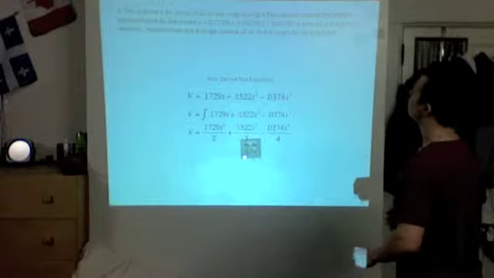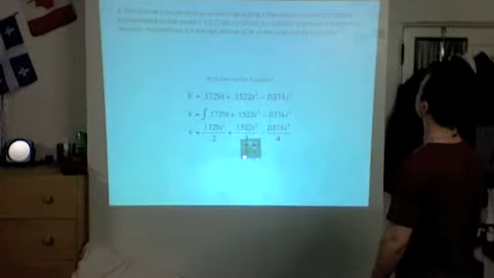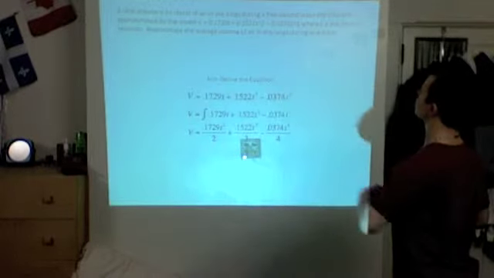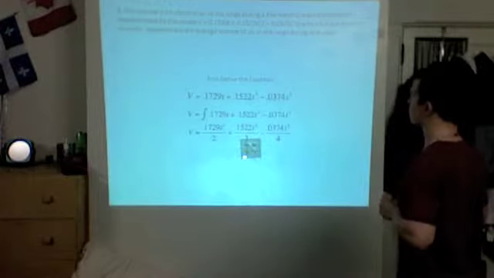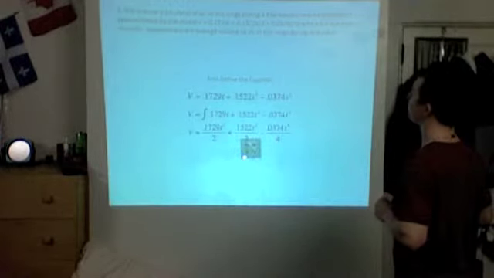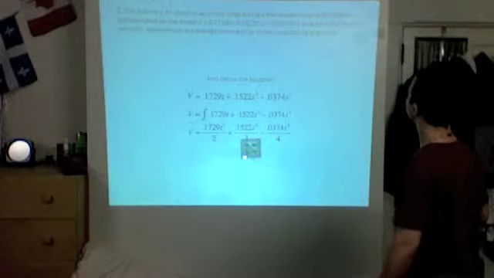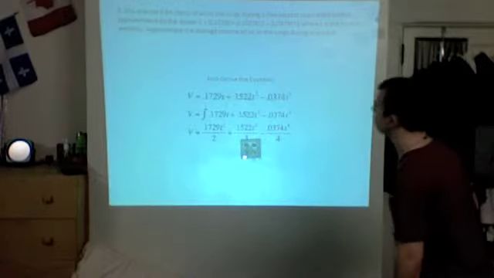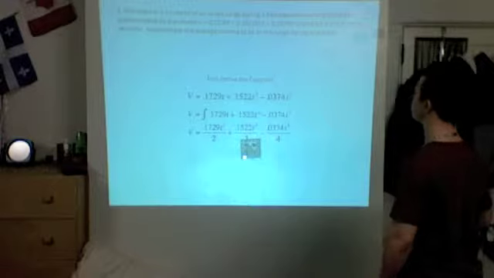The volume V, in liters, of air in the lungs during a 5-second respiratory cycle is approximated by the model V equals 0.1729t plus 0.1522t squared minus 0.0374t cubed, where t is the time in seconds. Approximate the average volume of air in the lungs during one cycle.